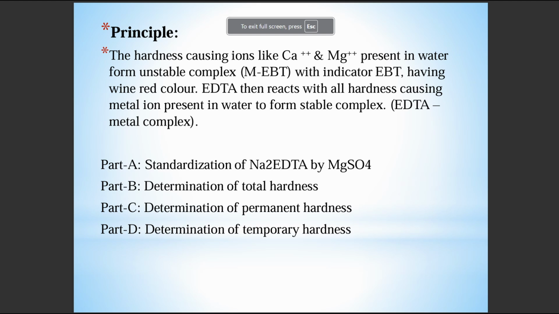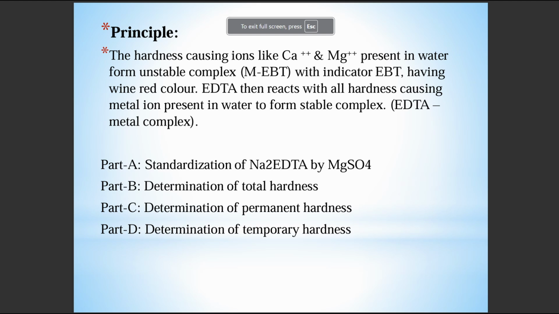So in the standard procedure, first you have to standardize the disodium EDTA with the help of MgSO4 or zinc sulfate in the conical flask, and then you have to add the disodium EDTA from the burette into the MgSO4 solution, which is wine red color. Then titrate that till the wine red color changes to sky blue. Stop the titration and calculate the molarity of disodium EDTA.